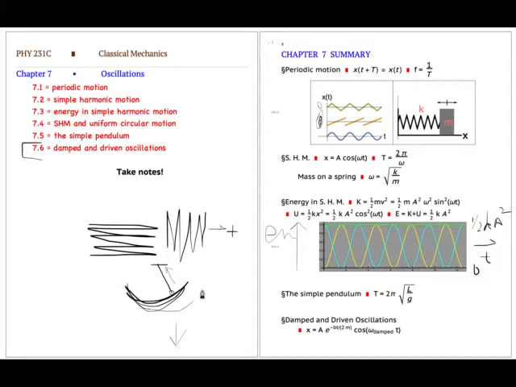And for small oscillations, that is to say where the angle doesn't differ very much from 0, the bob undergoes simple harmonic motion. The period of oscillation, the time to go from maximum angle to minimum angle back to maximum angle, is 2 pi square root of L over g, where L is the length of the string.